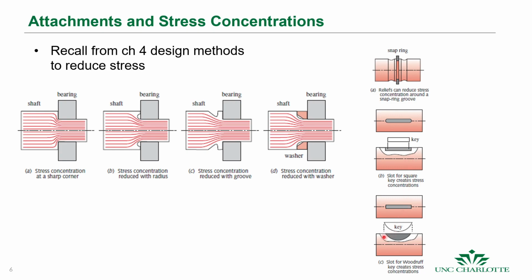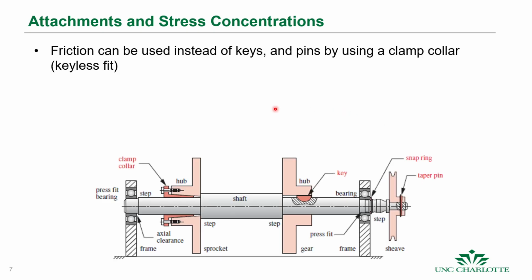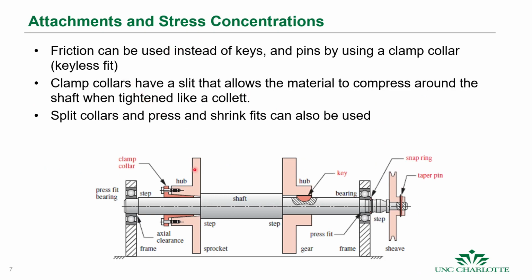If we use a Woodruff key, the shape changes a little bit and spreads it out a little bit more. All right. So when we attach things to the shaft, we can use friction instead of keys and pins, using a clamp collar instead of a key or a pin. And these clamp collars allow this material to compress around it. So we have these slots here, so when we attach them, we get high compression, and those higher compressive forces increase the friction force between them.